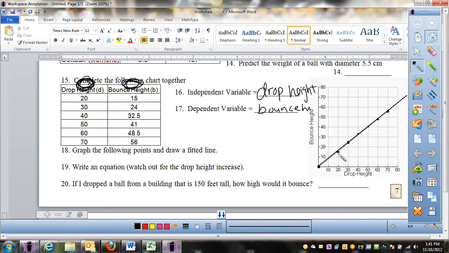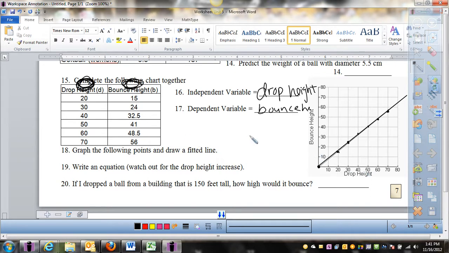Say I told you that the ball bounced 50 feet. You can go up here to the bounce height and say 50 feet. Well, you must have dropped it from about 60 feet. So that's kind of a nice, easy way. Hey, the ball bounced 35 feet. I'm like, okay. So you come up here and you're like, oh, you must have dropped it from about 45 feet. Okay.